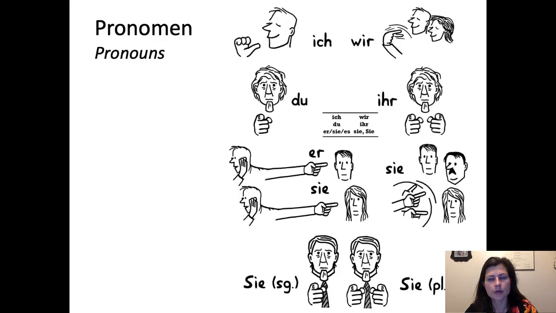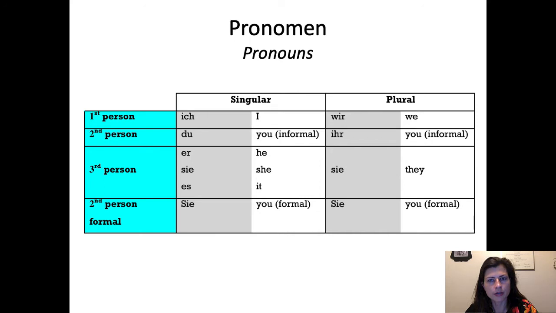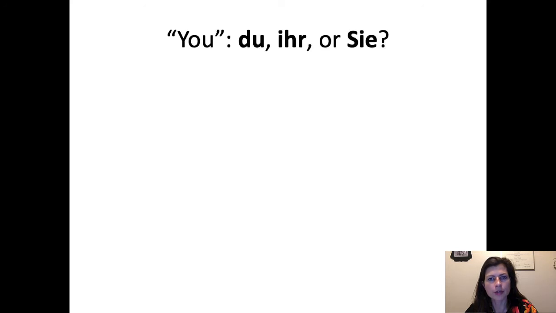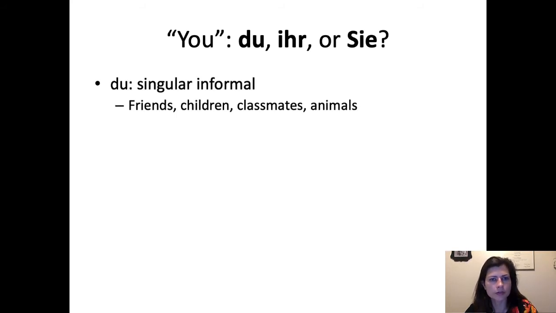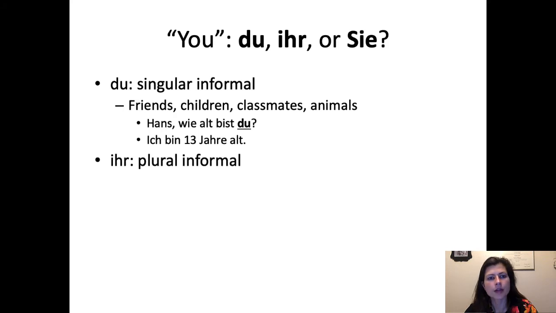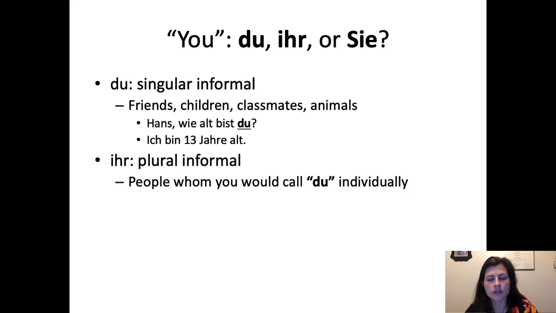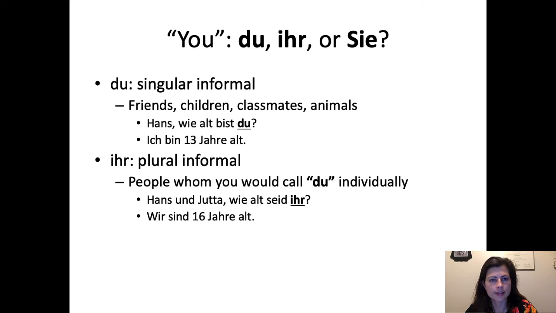Yeah. So let's get to the pronouns, the regular pronouns in the nominative again. And then just to review, what is the difference between du and ihr and Sie? Du is singular informal. Use it for friends, children, classmates, and animals. Hans, wie alt bist du? Ich bin 13 Jahre alt. But then ihr is people that you would individually call du, but then together you call them ihr, plural, informal. Hans und Jutta, wie alt seid ihr? Wir sind 16 Jahre alt.